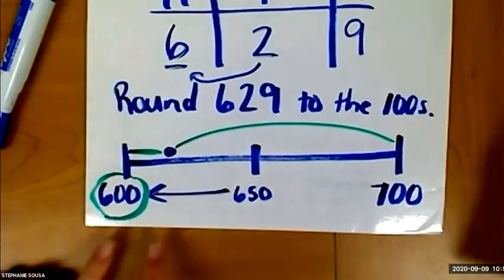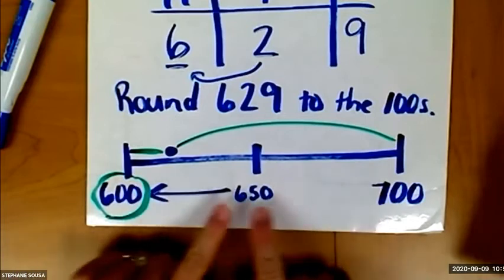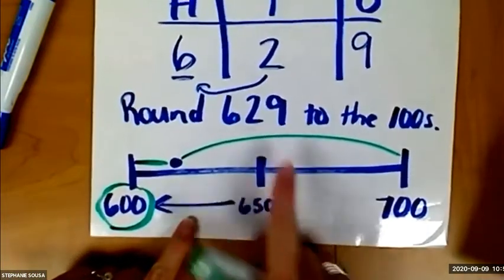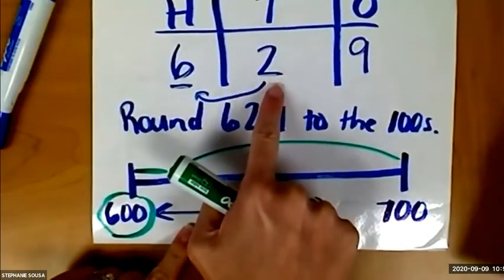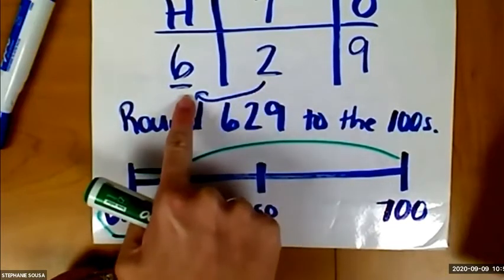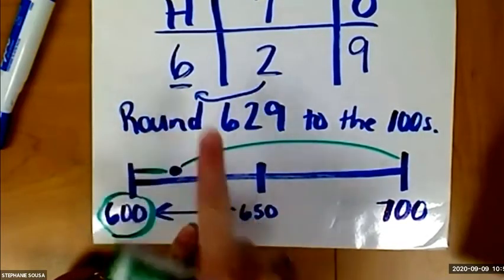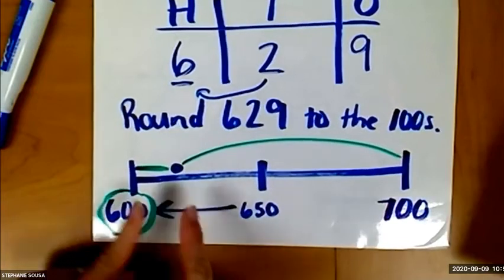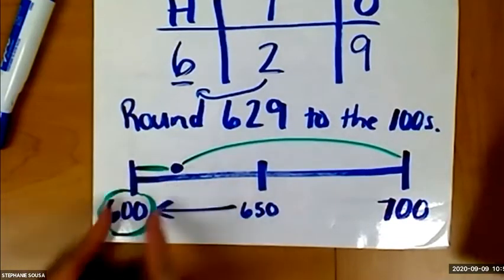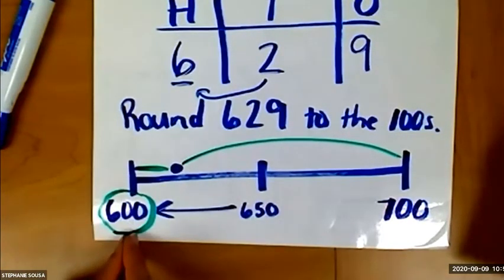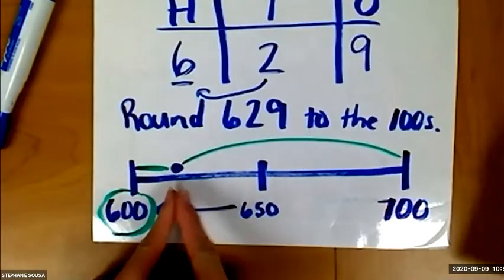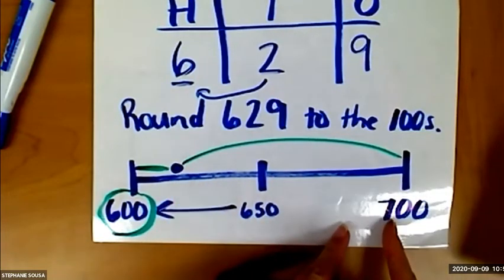Okay? So this is a visual representation of why rounding works. We can see the value of the digit that is helping us know where to round to. And when we place it on a number line, it's very easy to see, oh my gosh, this is so much closer to the smaller benchmark number, and it's so much farther from the larger benchmark number. Okay?